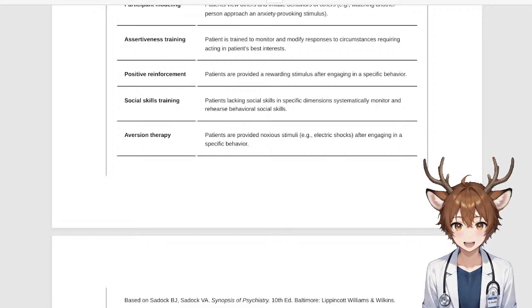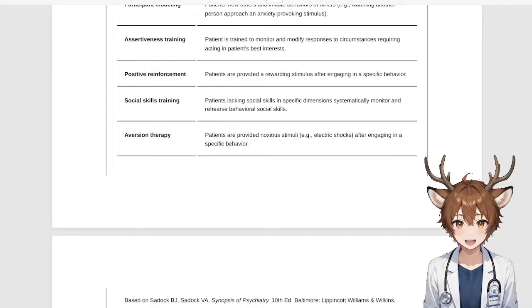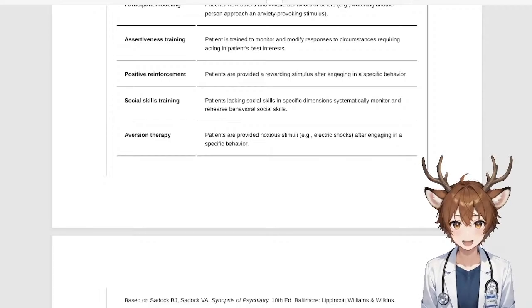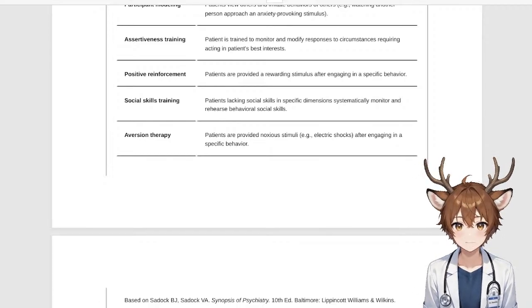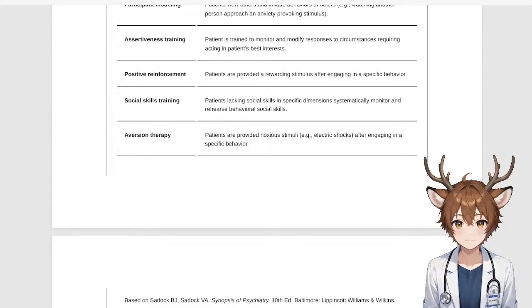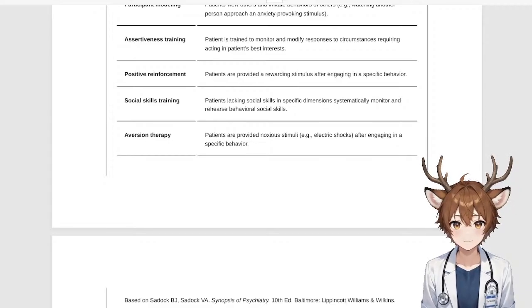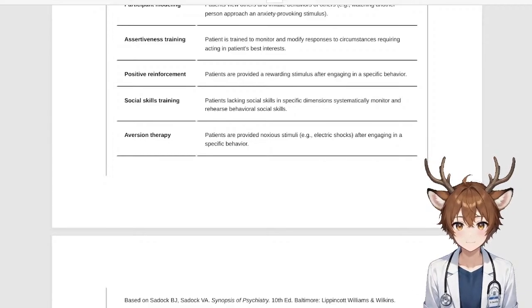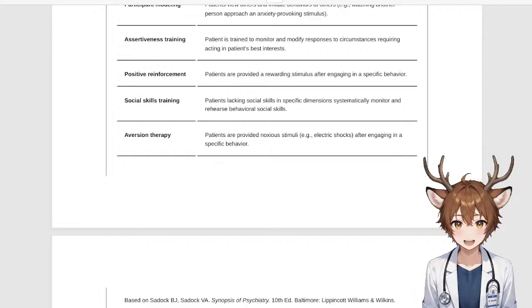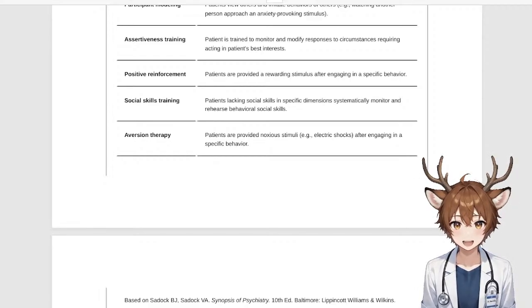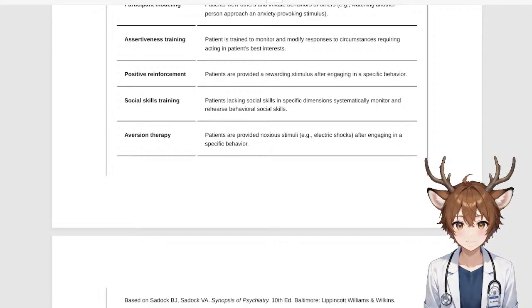But anyway, social skills training. Patients lacking social skills in specific dimensions systematically monitor and rehearse behavioral social skills. So this is sort of like a practicing situation for social skills. It's called social skills training.